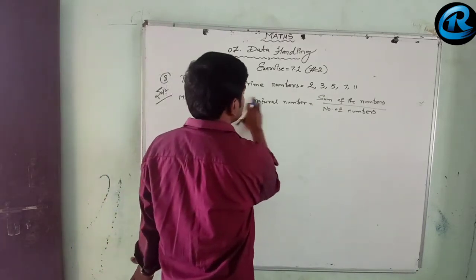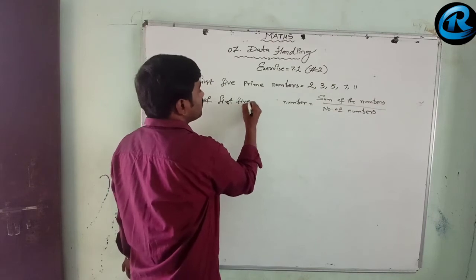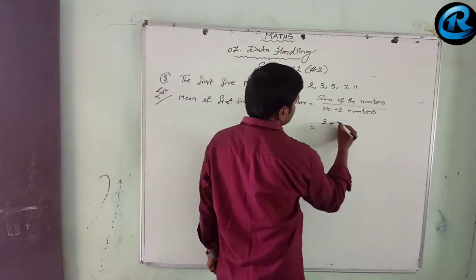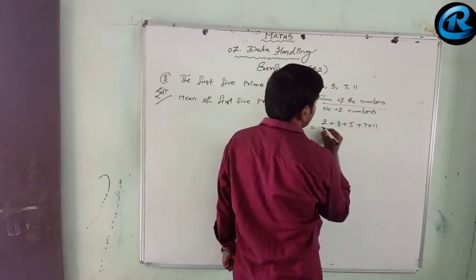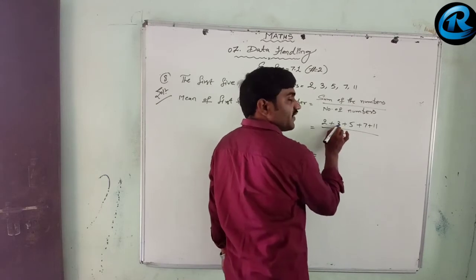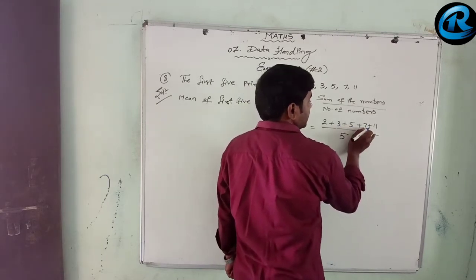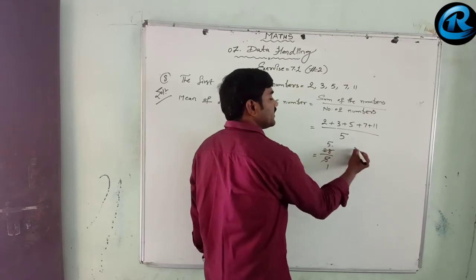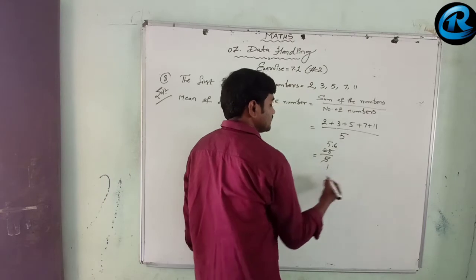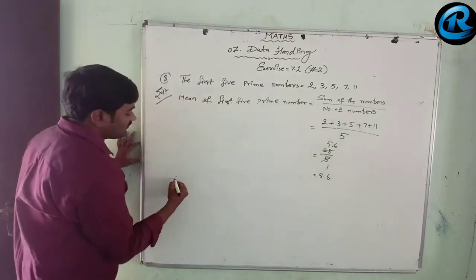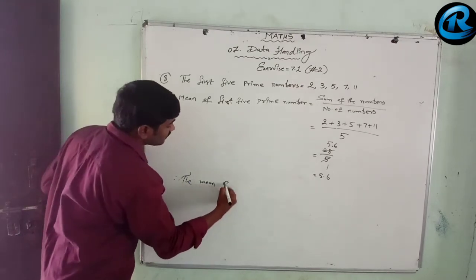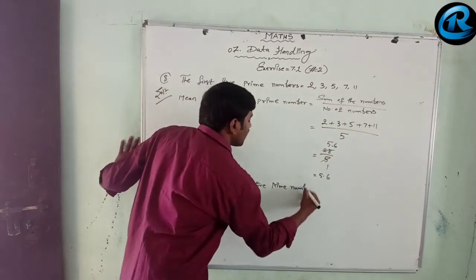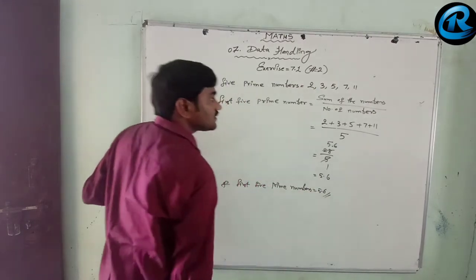Then the mean of first 5 prime numbers equals sum of the numbers by number of numbers. Sum of the numbers 2 plus 3 plus 5 plus 7 plus 11 by number of numbers, which is 5. 2 plus 3 is 5, 5 plus 5 is 10, 10 plus 7 is 17, then 18 and 28. That is 28 by 5. 5 ones are 5, 5 5s are 25, 3 left now, point and 0, 5 6s are 30, finished. That equals 5.6. Therefore, the mean of first 5 prime numbers equals 5.6.